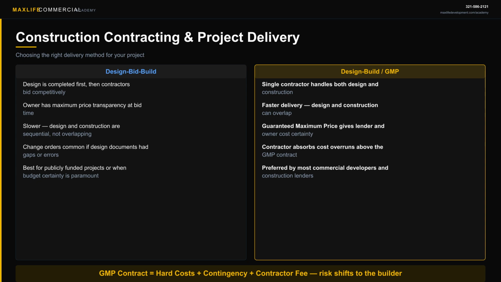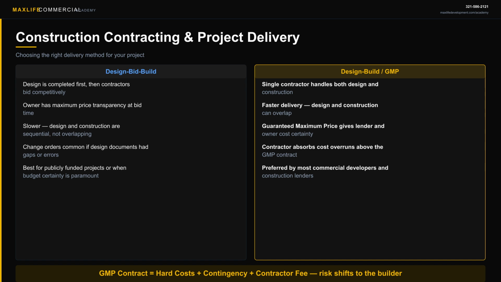Design build goes one step further. Your general contractor also manages the design process, which allows design and construction to overlap. You might be driving piles while the architect is still finishing interior drawings. That schedule compression can save 3 to 6 months on a typical commercial project, which translates directly to reduced carrying costs and faster lease up.